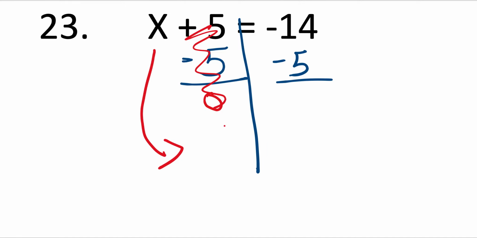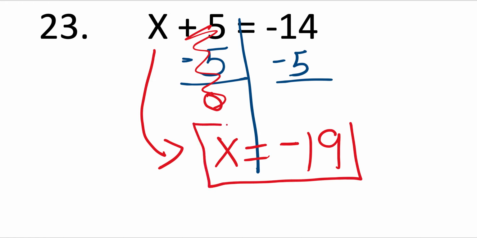I'm going to bring down my x and my equal sign. Go to the other side and do my math problem. Negative 14 minus 5, negative 19 would be my answer to 23.